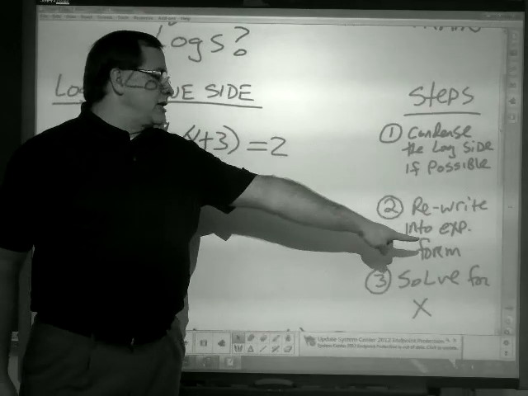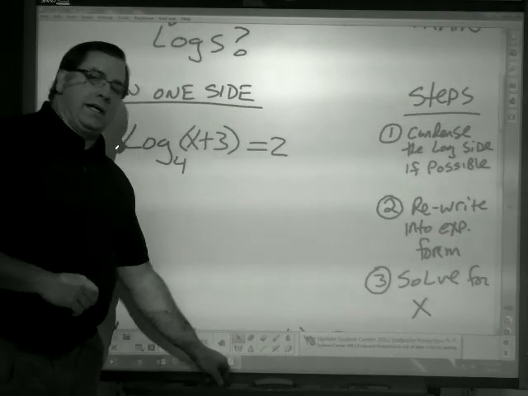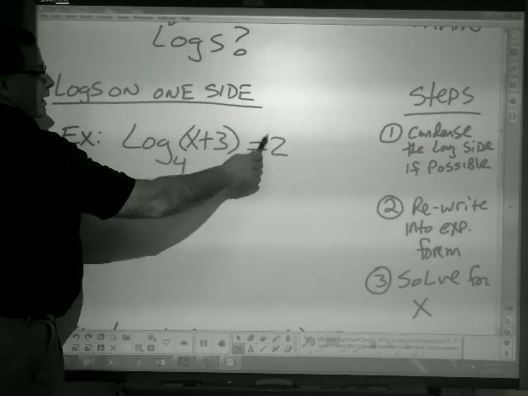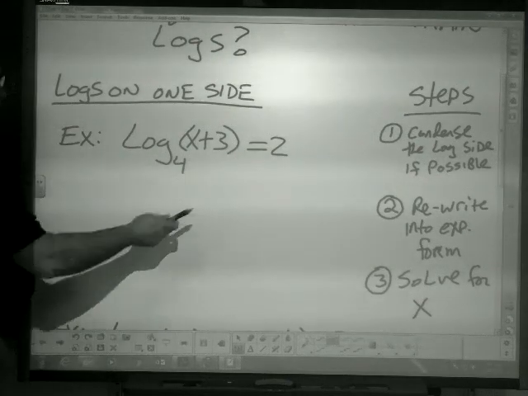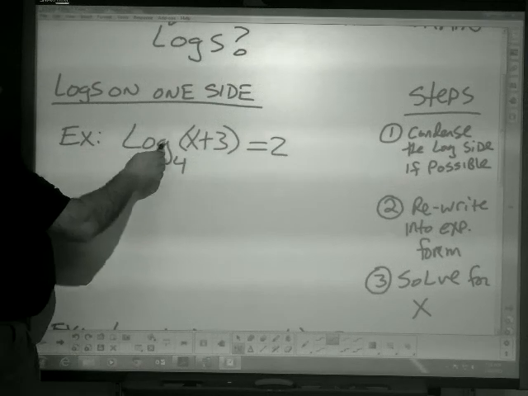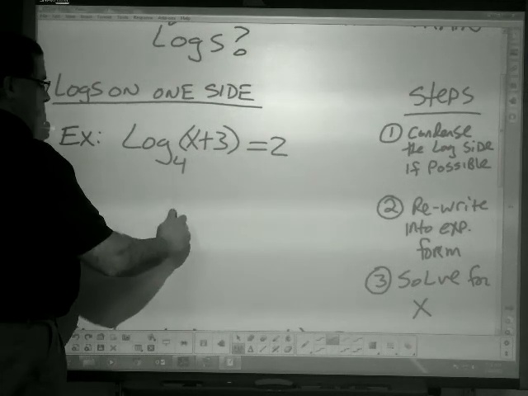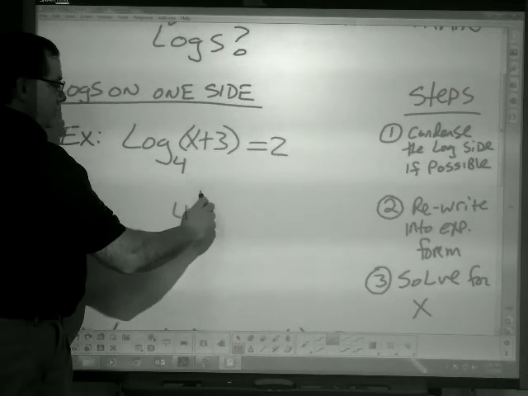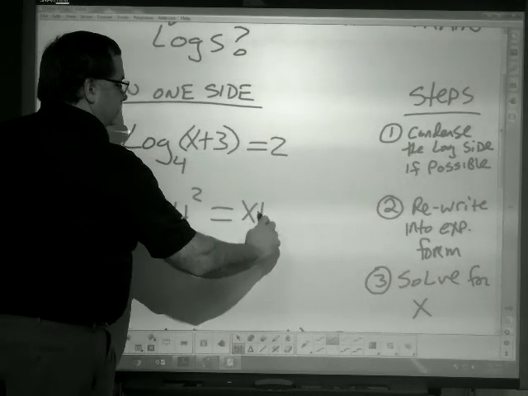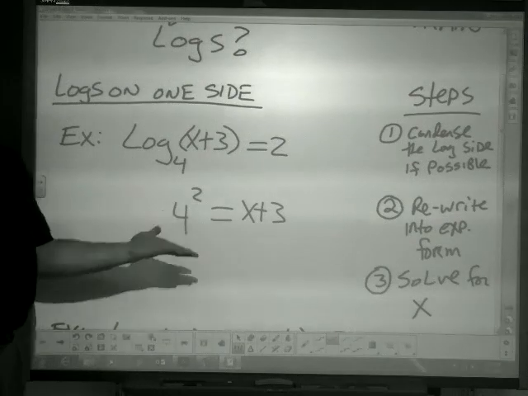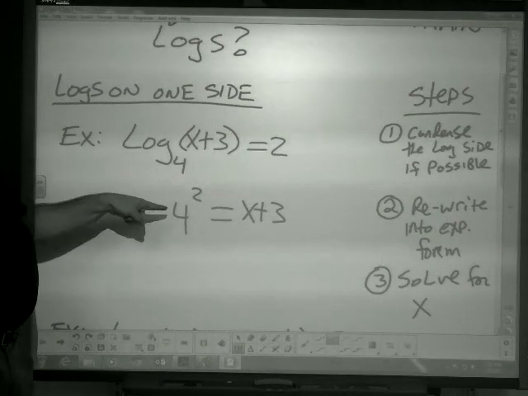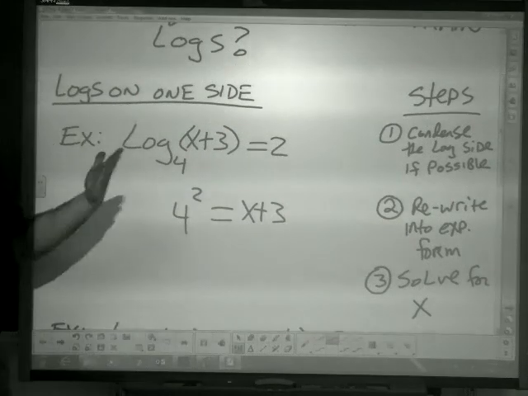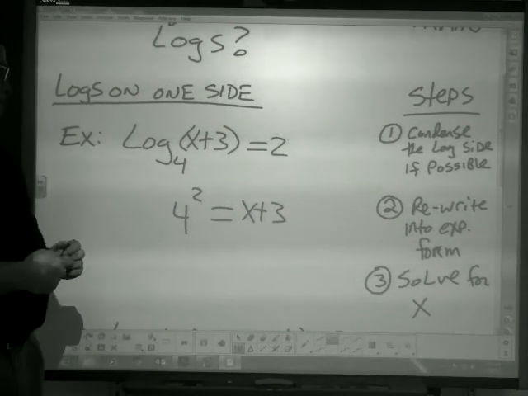Next, rewrite into exponential form. Well, that's what we did on day 1, where we dropped the word log and traded the exponent and the answer. So the word log is going to go away. The 4 is still our base. And the 2 and the x plus 3 trade places. We've done that a lot of times. Notice now I don't have the word log. Solve for x. Just whatever's left, solve for x.